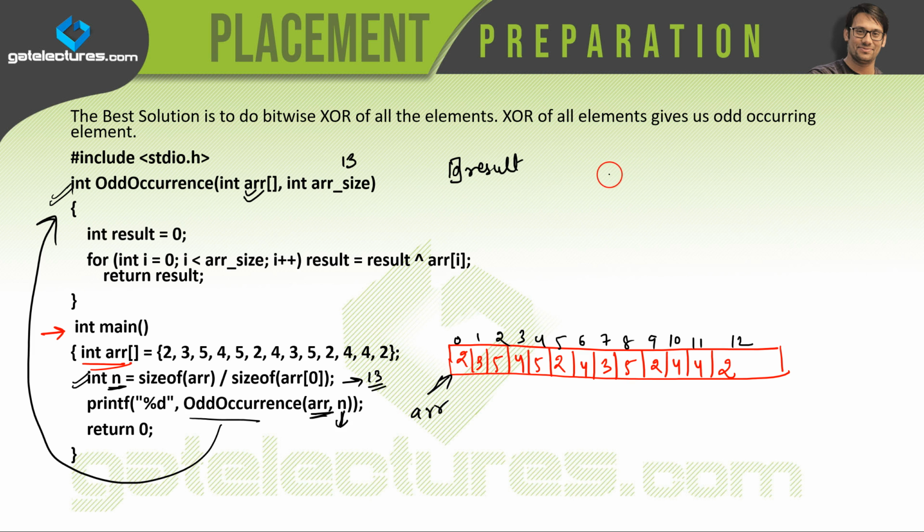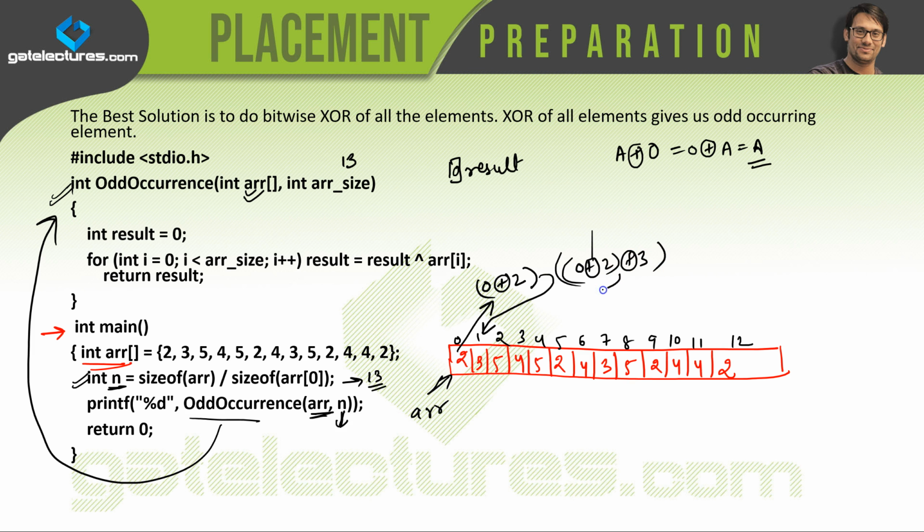Now remember one thing, as I told you, that if you do A XOR 0, or 0 XOR A, that will give you the number A itself. So what I'm going to do is I'm going to take every number here, and initially I'm going to start with 0 XOR 2. Whatever result I'm going to get, I'm going to do the XOR with the next number, which is 0 XOR 2 XOR 3, and whatever result I'm going to get, I'm going to do the XOR with the next number.